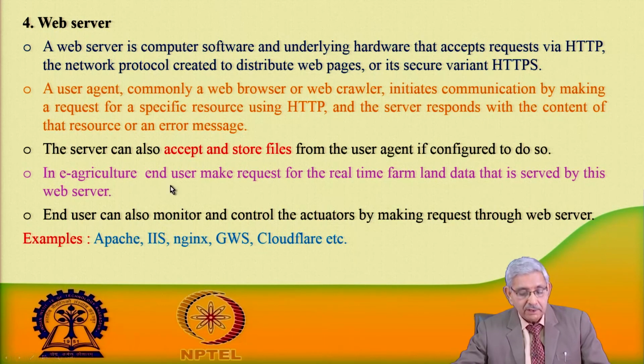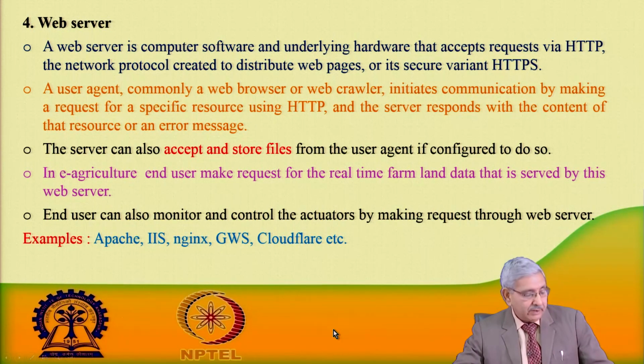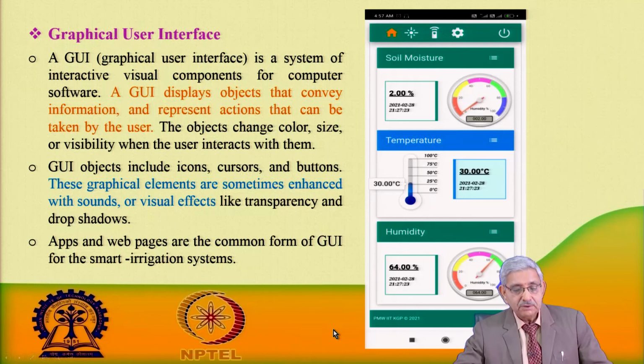In e-agriculture, the end user makes a request for real time farmland data that is served by the web server. The end user can also monitor and control actuators by making requests through the web server. Examples are Apache, IIS, Nginx, GWS, Cloudflare. These are the examples of web servers.